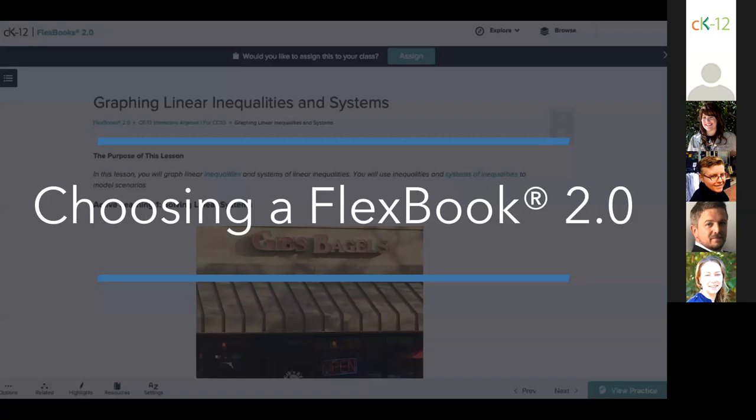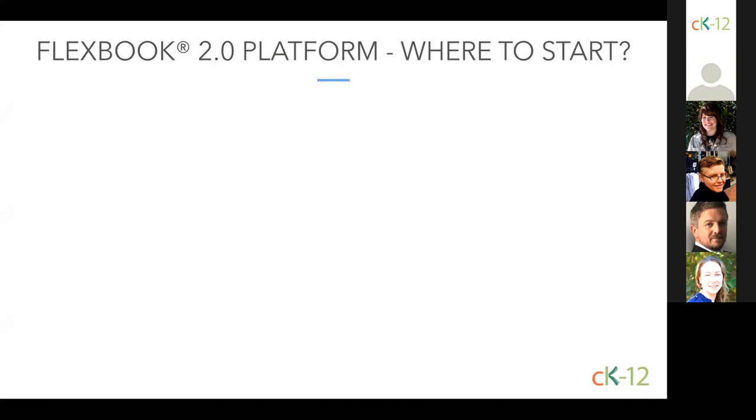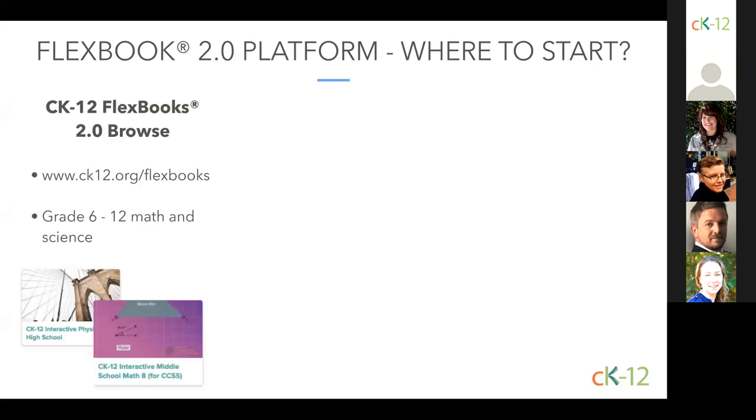We offer three different ways to get started with the FlexBook 2.0 platform. The best way is to start with an existing CK12 2.0 book, and those are the books that I showed you there on that page. These books and lessons have been specifically written for the 2.0 platform and take advantage of the latest learning technologies. The best way to see our 2.0 offerings is to go to ck12.org/flexbooks. Here you'll find our latest middle school and high school books for math and science.